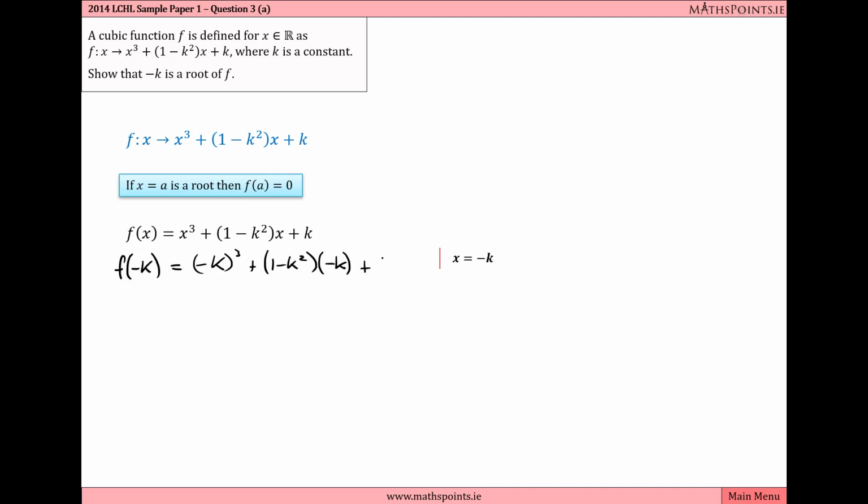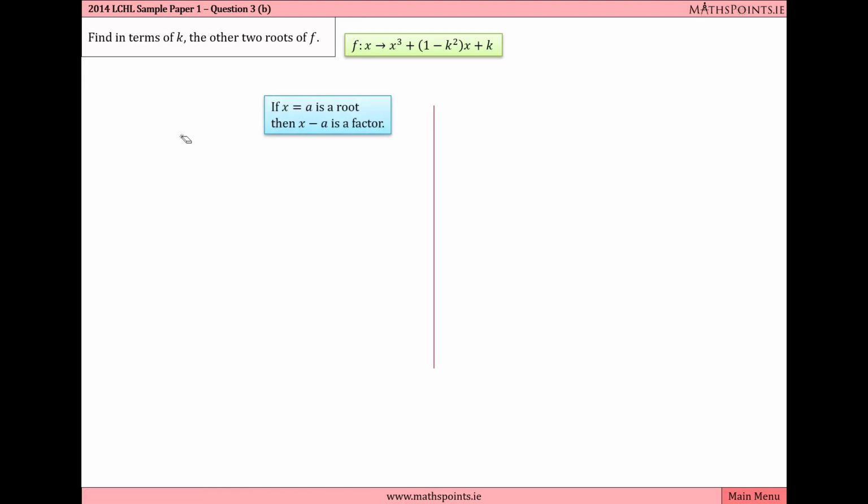Multiplying this out, we get minus k cubed is minus k cubed. Then we have 1 times minus k is minus k. And minus k squared times minus k is plus k cubed, plus k. And we can see that minus k cubed plus k cubed is 0, and minus k plus k is 0, giving us a result of 0. And this means that x equals minus k is a root of our cubic equation.